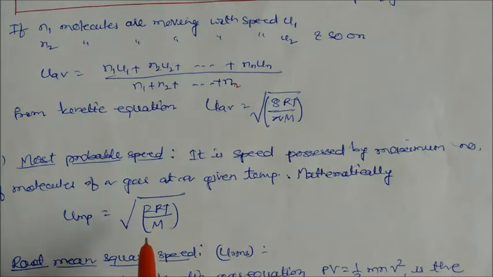Here R is the gas constant, T is the temperature of the container, and m is the mass of the molecule. Or if it is 1 mole of gas, then we can use the molar mass. This is UMP, the most probable speed.